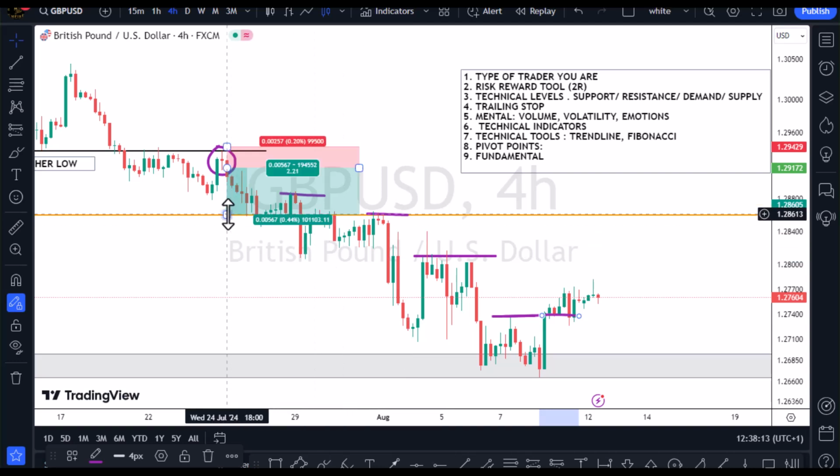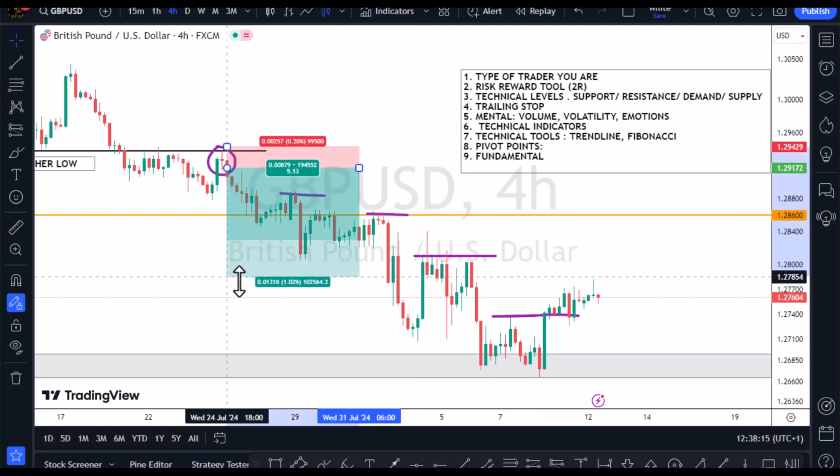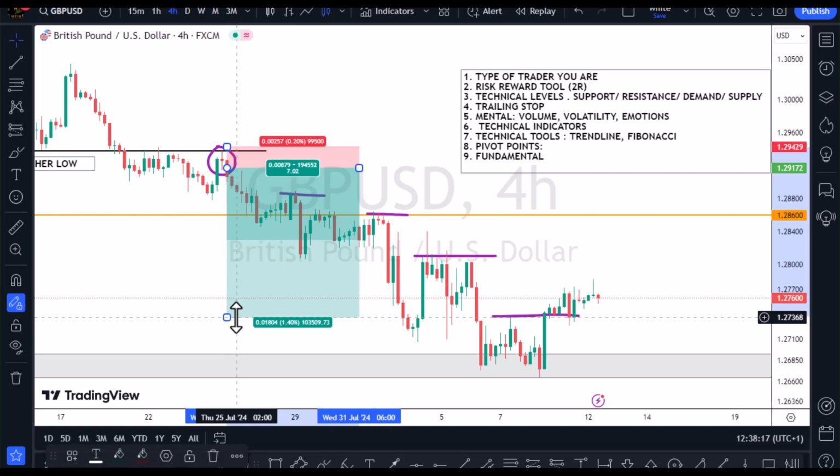Now instead of getting out right here at 2.2 risk to reward ratio, I would have ridden the trend to this level for 7 risk to reward ratio. Imagine 7 risk to reward ratio compared to 2.2, almost 5 risk to reward ratio additional. So that is the power, the effectiveness, the advantage of trailing stop in the market, right? So do we have questions?